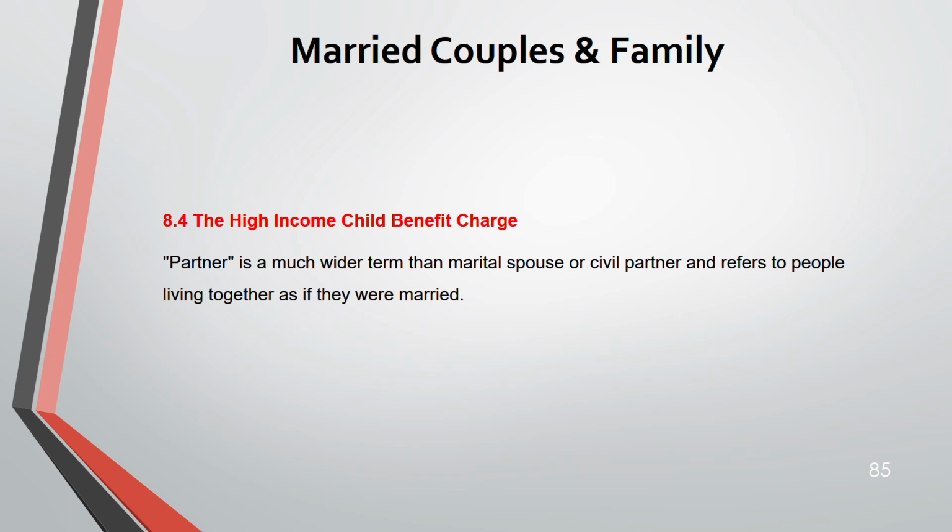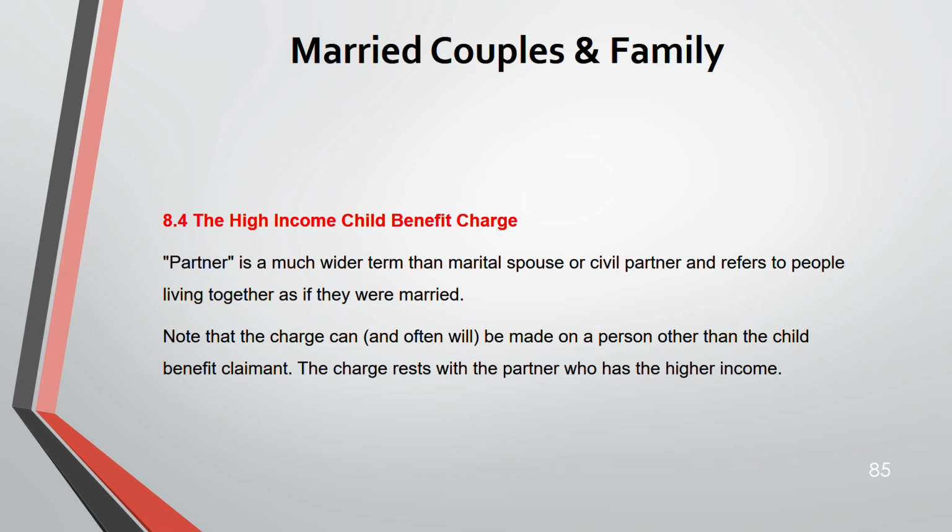Now, partner is a much wider term than spouse or civil partner. This refers to people living together as if they were married. In your exam, they will tell you. Note that the charge can and often will be made on a person other than the child benefit claimant. So the charge rests with the partner who has the higher income. If both spouses have high income, the charge will be on the one who has the higher income.